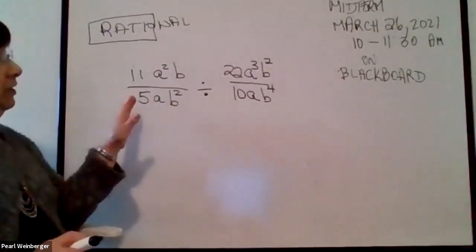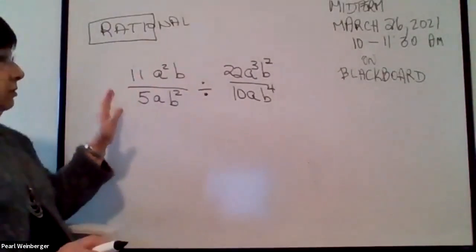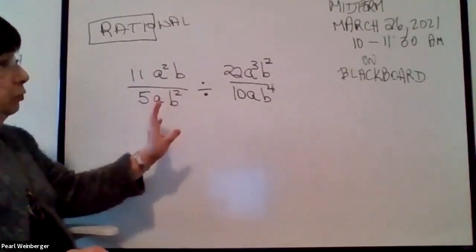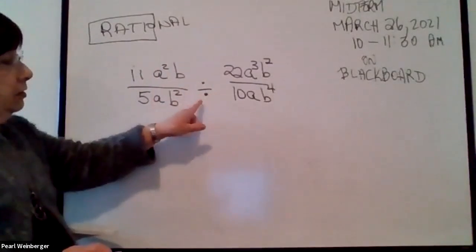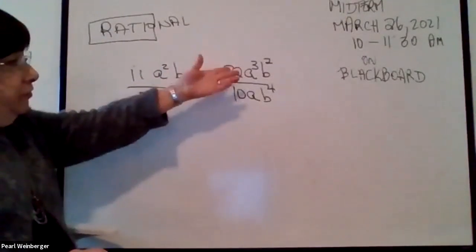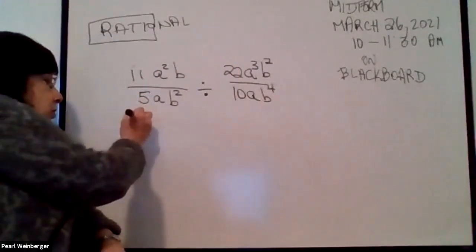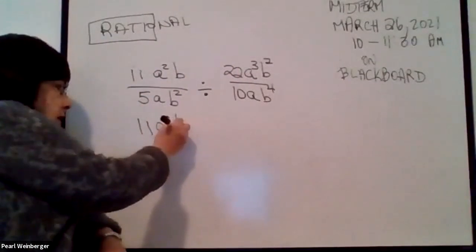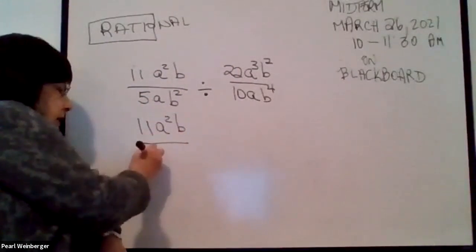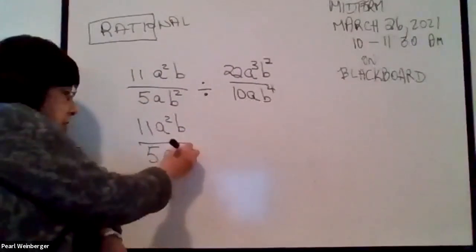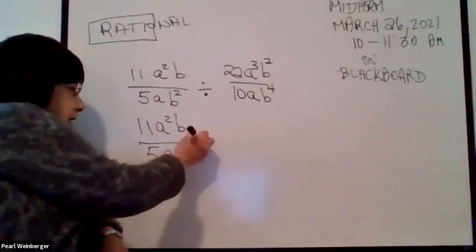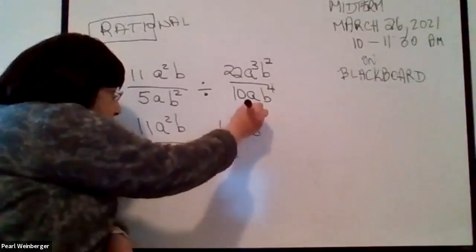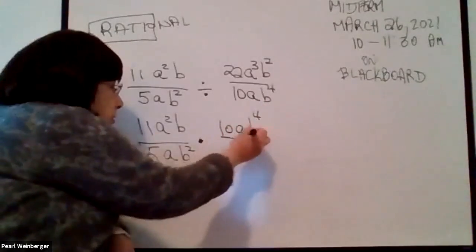Okay, I think we have enough time. Let's go through this. I see it's a division problem. That means I'm going to rewrite this by changing this to a multiplication and flipping that second fraction. So this will become 11a squared b over 5ab squared times 10ab fourth over 22a third b squared.